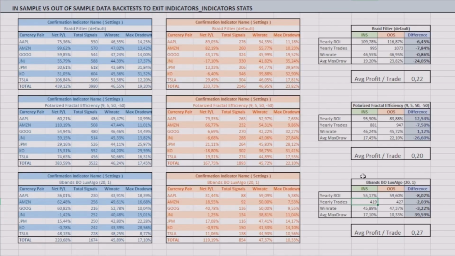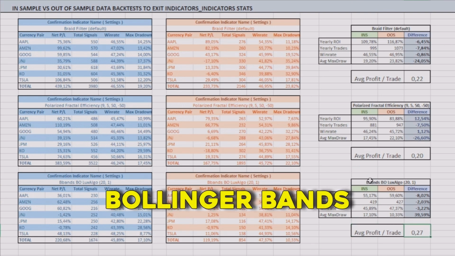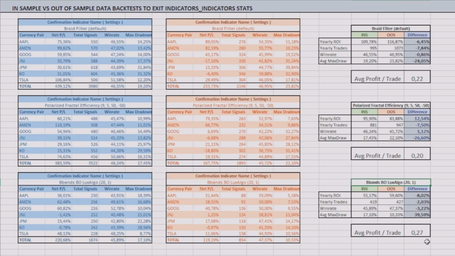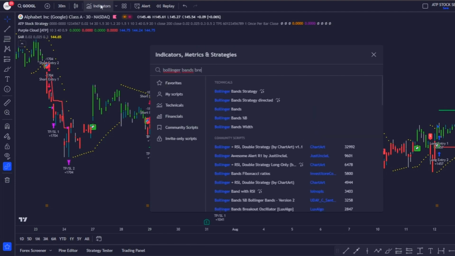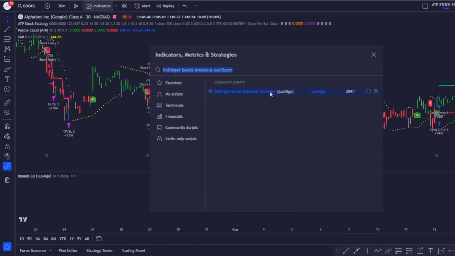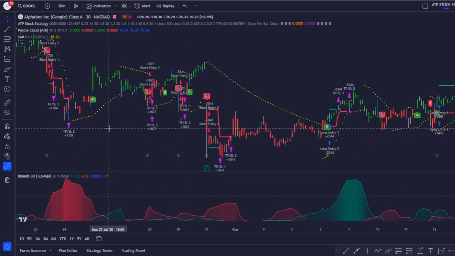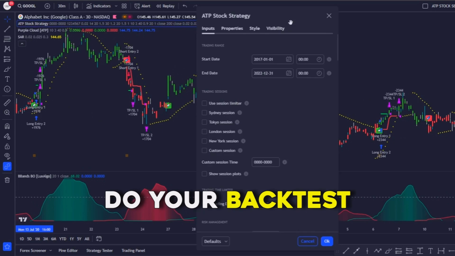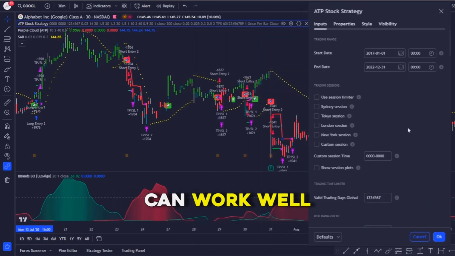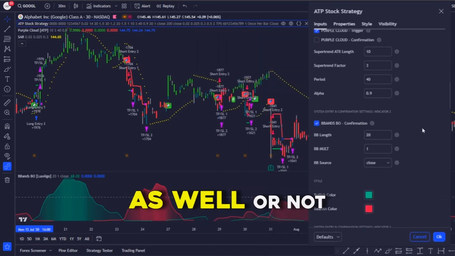As such, it was easy to verify that the most efficient filter indicator was the Bollinger Bands Breakout Oscillator, not only due to its greater average profit per trade, but also because it was the one with the lowest max drawdown values and also the one that achieved more stable results in each stock analyzed. And therefore, it was the filter indicator that best fulfilled its functions of improving the efficiency of the strategy. Of course, you can and should do your backtests to find out if this indicator can work well in your strategy as well or not.